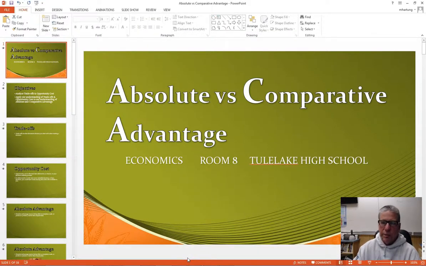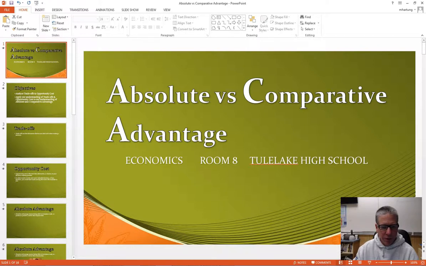Absolute versus comparative advantage. Great discussion we're going to have here to help us understand some basic economic concepts. Absolute and comparative advantage are concepts that are used to make decisions by individuals, sports teams, and countries. Governments use comparative advantage to make trade decisions.